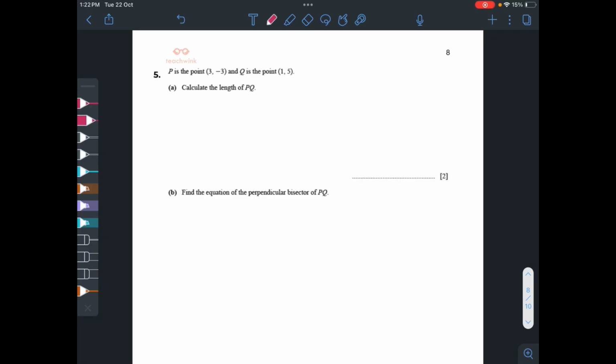Question says P is the point 3 and negative 3 and Q is the point 1 and 5. Calculate the length of PQ. In order to find the length of PQ, all you do is PQ is equal to the square root of 3 minus 1 whole square plus negative 3 minus 5 whole square. So PQ is going to be equal to 3 minus 1 is 2, 2 square is 4, plus negative 3 minus 5 is negative 8, and negative 8 whole square is 64. So PQ is equal to the square root of 68.